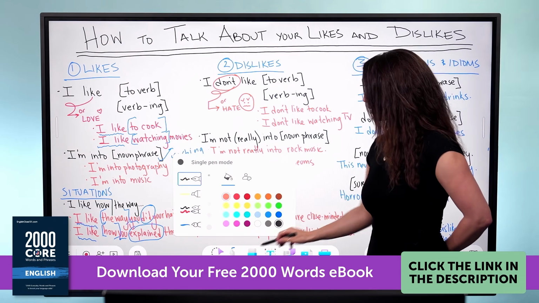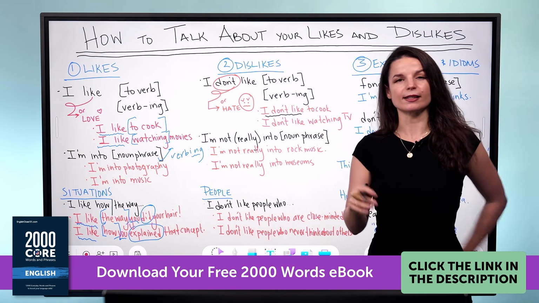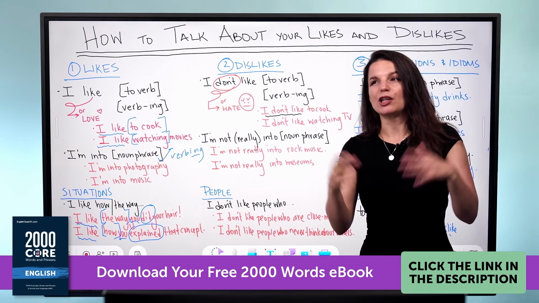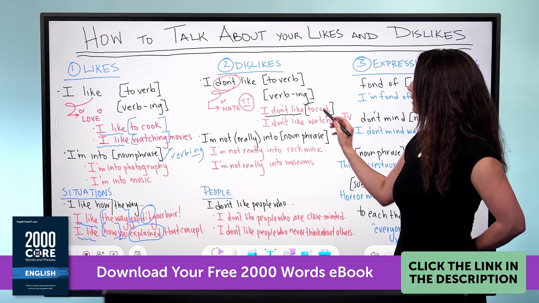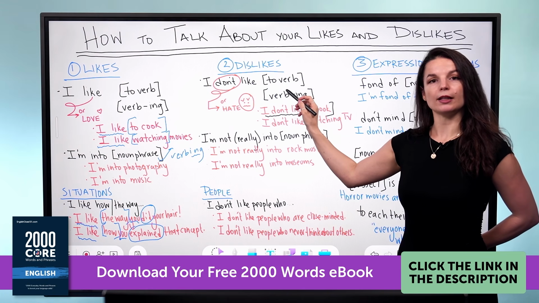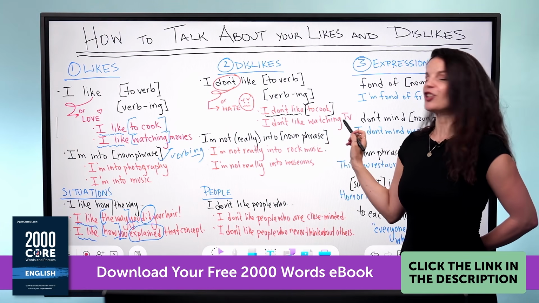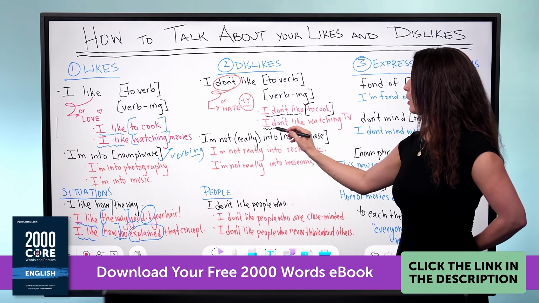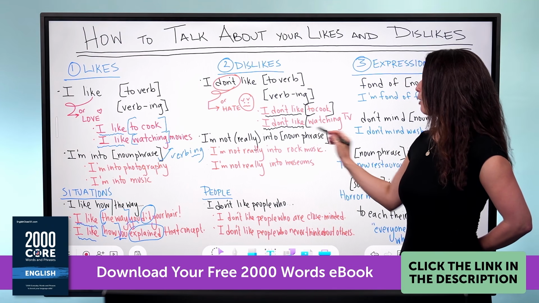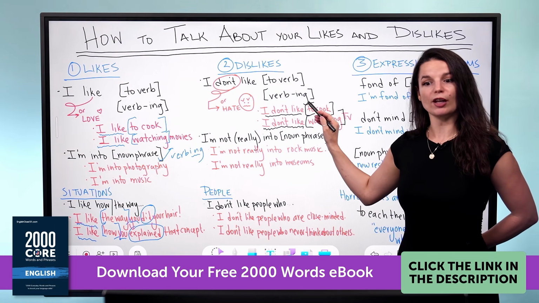Let's break down this sentence. I don't like expresses dislike. I do not like to do that thing, plus our verb in the infinitive form. I do not like to cook. Second example, I don't like watching TV. In this sentence, I don't like plus our verb in the ing form. I don't like watching TV.